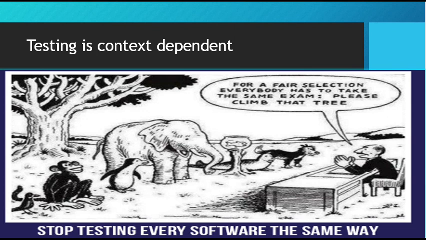For example, if we are testing a health insurance application, this application will not be tested in the same way we are testing an e-commerce website because these 2 websites have different levels of criticality and complexity. Therefore, testing depends on the context of the application.